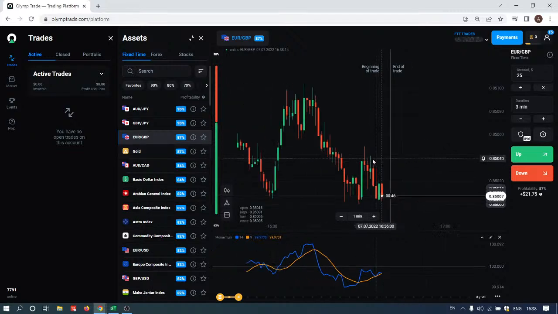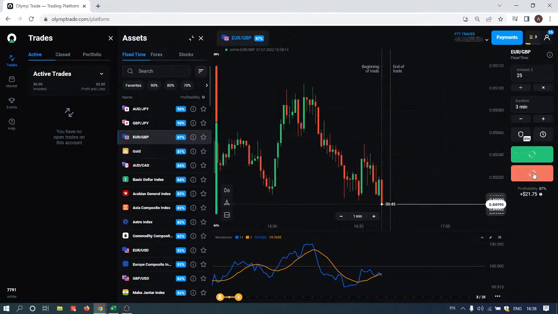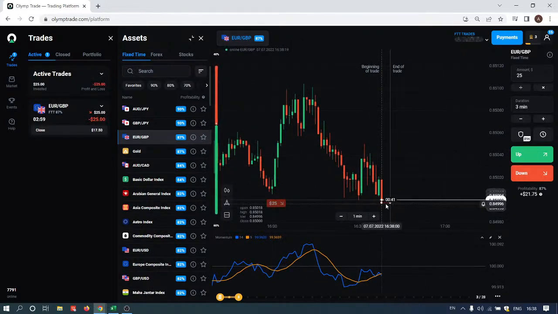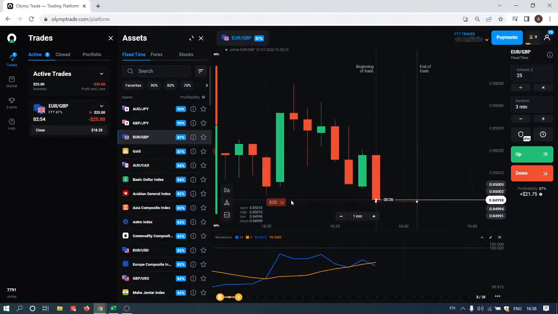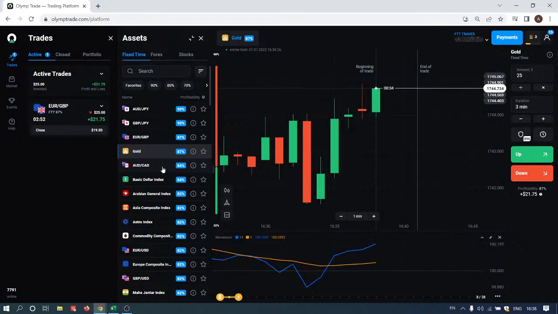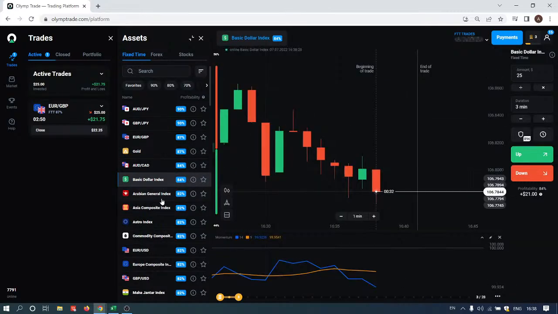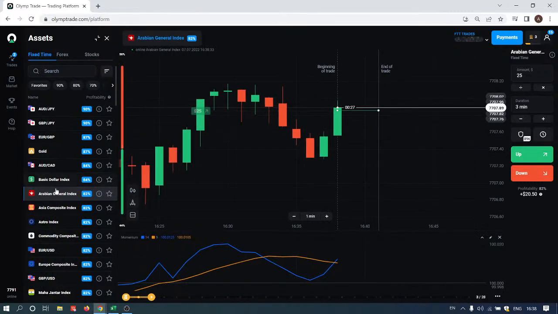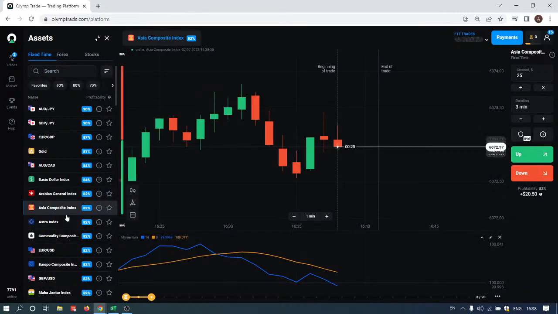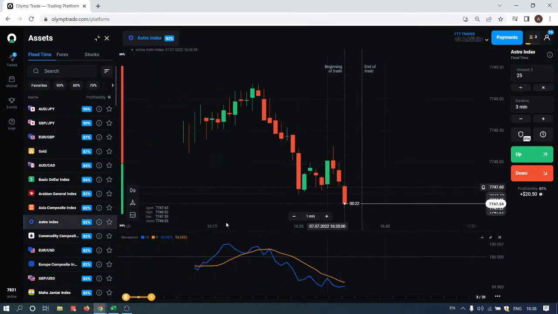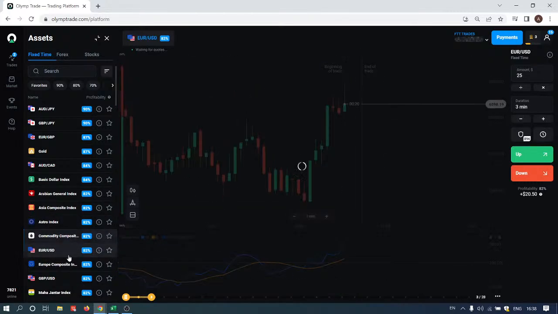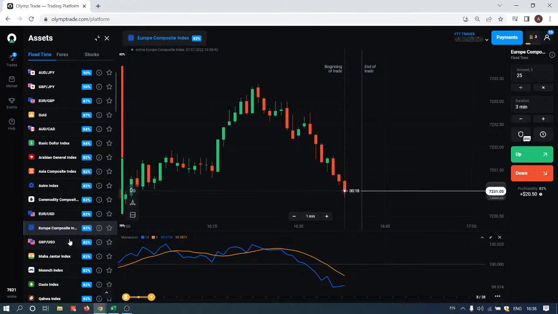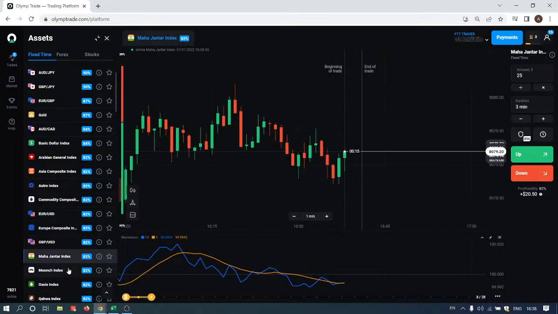So let me go ahead and find some signals. The euro against the pound downwards, because the blue line crosses the orange line in the downwards direction. Now, Arabian General Index. I can even close these trades. I don't need to see the trades. All right, let's give it a try.